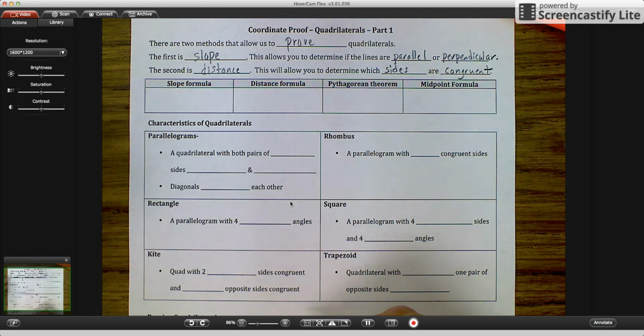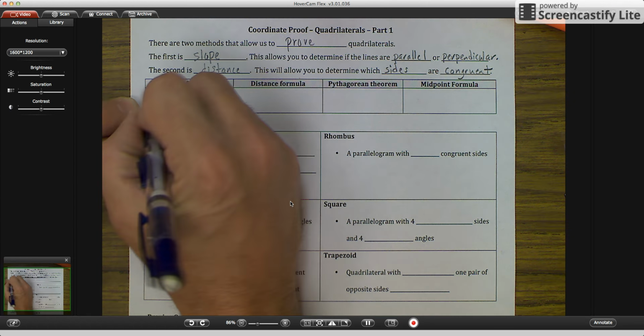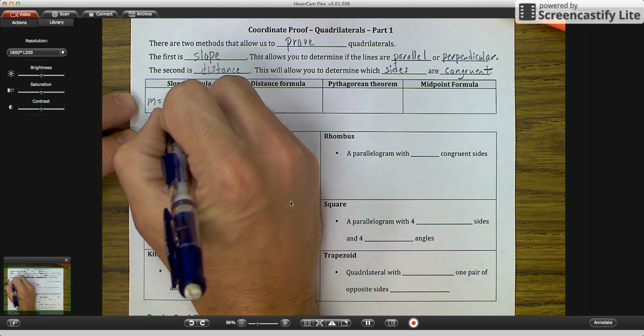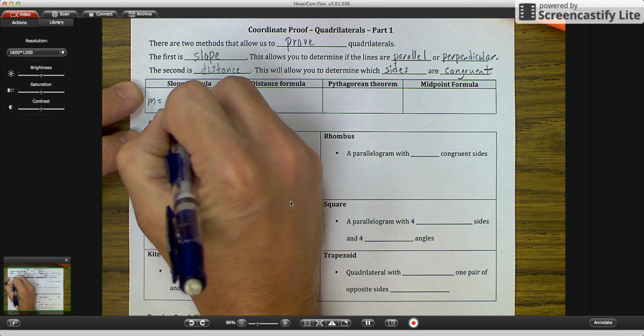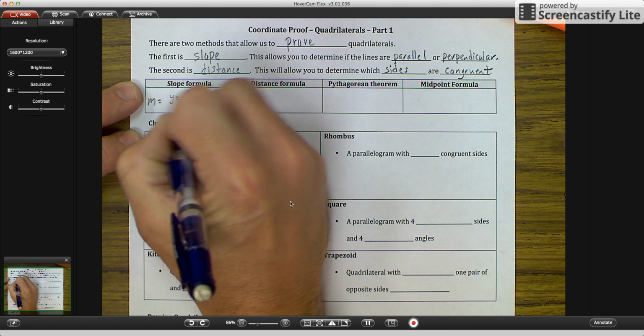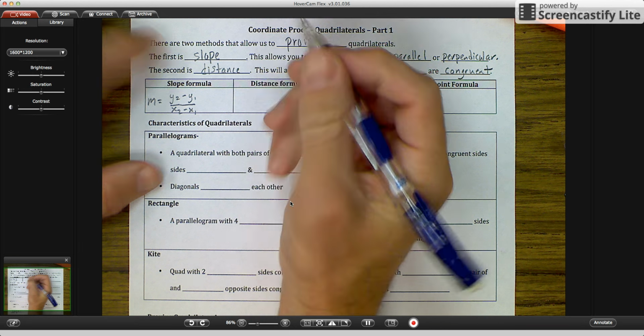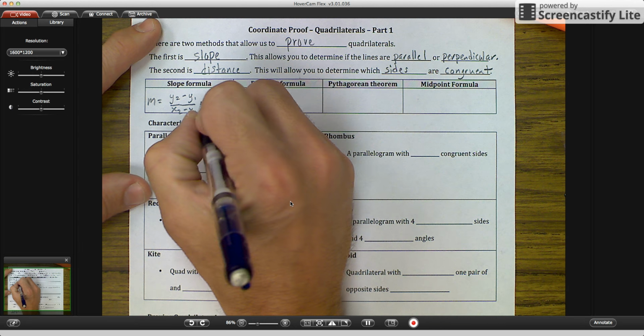So let's go down, and these are the 4 formulas that you're going to need to know. The slope formula, which starts with m equals, and then we go y sub 2 minus y sub 1 over x sub 2 minus x sub 1. That's also known as rise over run.